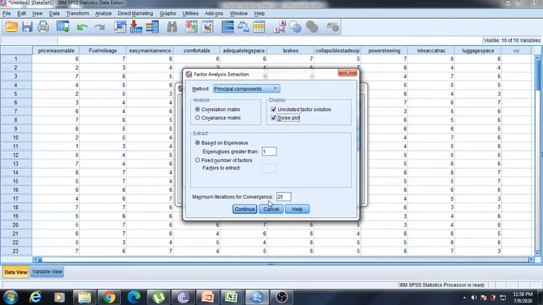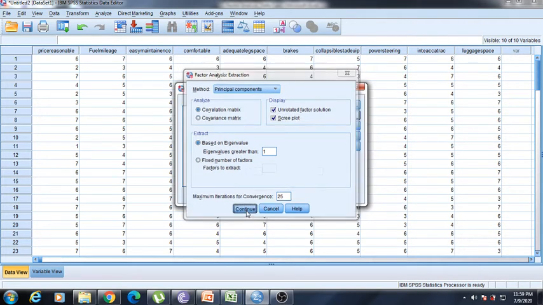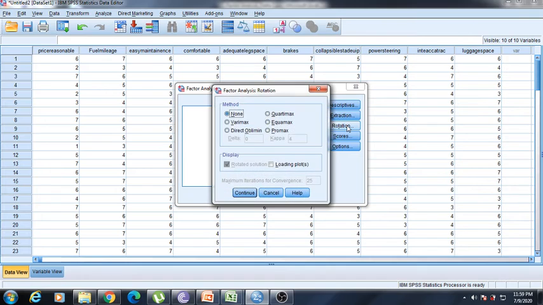And this is the maximum iteration for convergence. That is, internally, how many iterations will happen to find out the loading. So then we can go to continue. Then we'll go to rotation. So in rotation, you can see here various methods are there. You can use Varimax, direct oblique method. Mostly we use Varimax, and I have used all the methods, and more or less all the values are the same. And then the rotated solution will be found, and then loading plots, that is, graphically the plot you can find out.